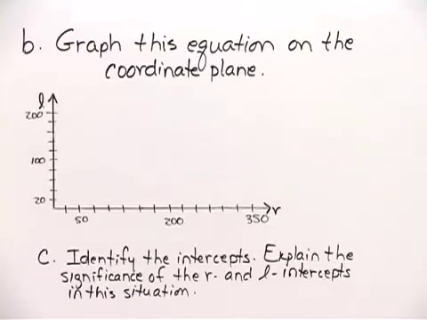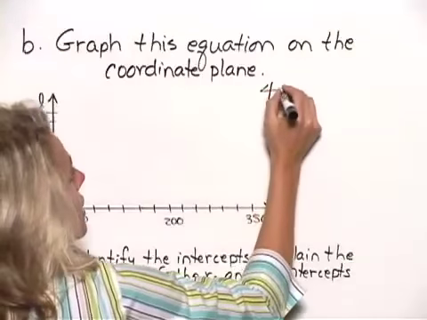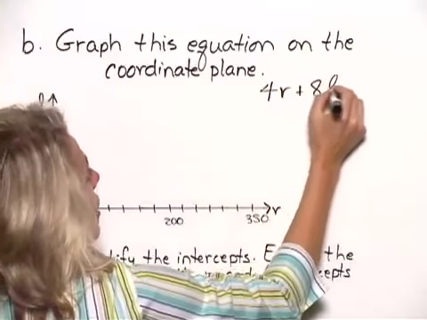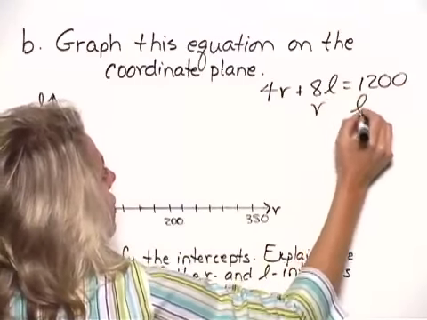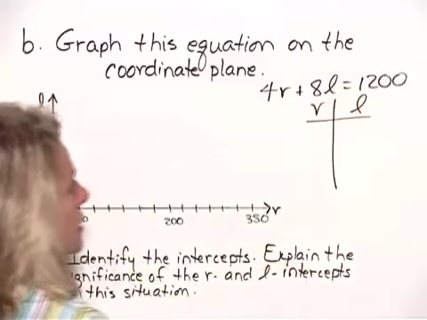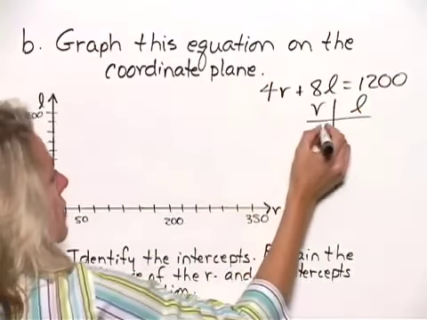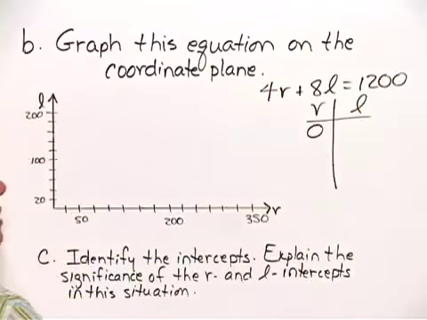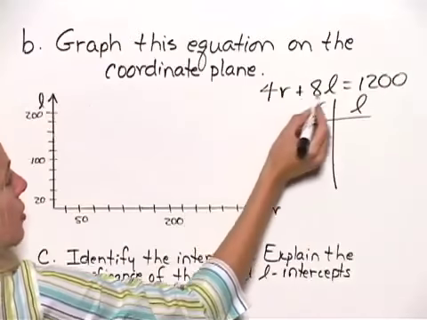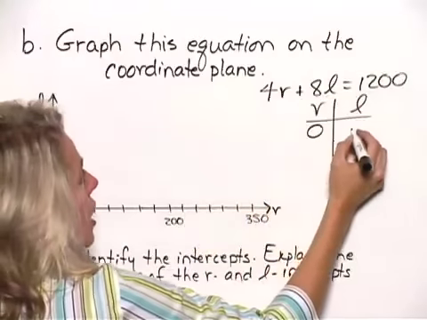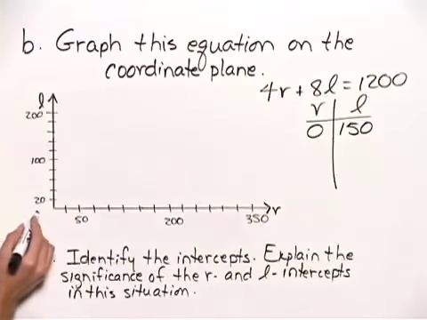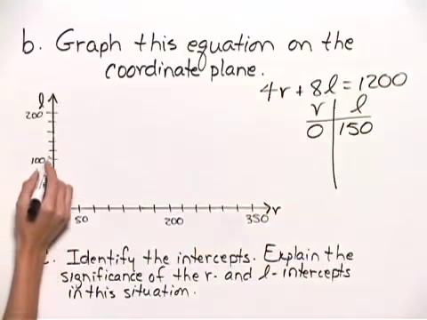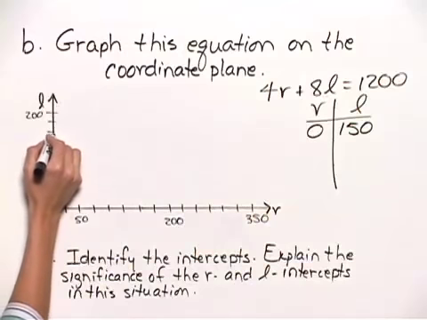Now we're going to graph this equation on the coordinate plane, and remember that our equation is 4R plus 8L equals 1,200. So we'll make an RL T-chart and plug in some values. Let's make R equal to 0, and if that's the case, we have 0 plus 8L equals 1,200, or L is equal to 150. Now, since each one of these hash marks is 20, our 150 is going to be about right here.